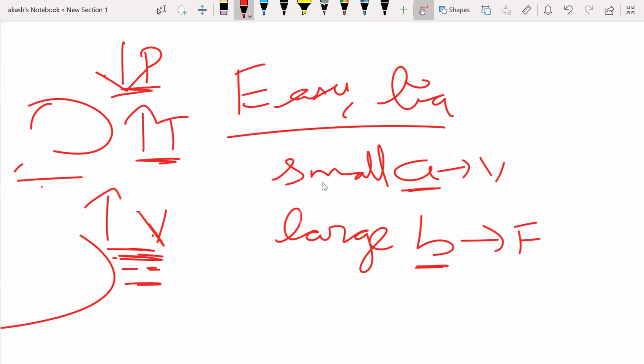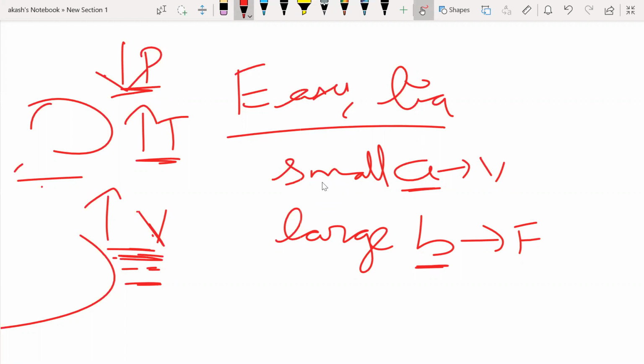Now if you want to convert a gas into the liquid phase, at the same temperature and pressure the volume of gaseous molecules is going to be very, very high. But what I need is to reduce this volume to a smaller volume so that they become a liquid.